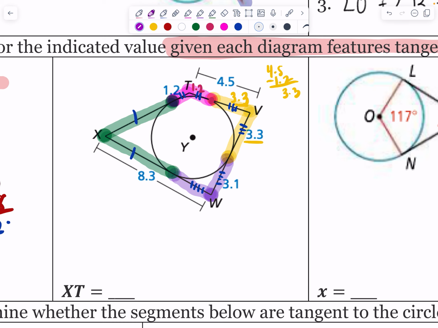This purple piece is 3.1, so this purple piece will be 3.1. That full amount is 8.3, so what is 8.3 minus 3.1 left for green? That is going to give me 5.2 for each of these green pieces, 5.2 here and 5.2 here. So what is x to t? X to t is going to be 5.2 plus 1.2. 5.2 plus 1.2 is going to give me a total of 6.4.